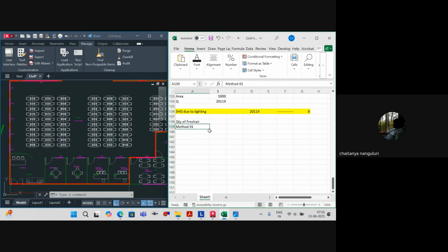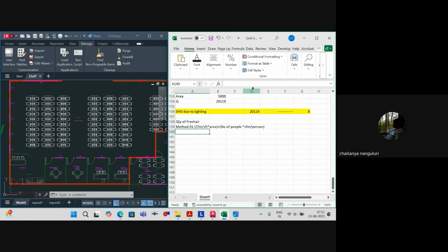Method 01, we will calculate according to method 01, CFM per square feet into area, plus number of people into CFM per person. That's what we have to do. Understood? Okay, so this is our first method.